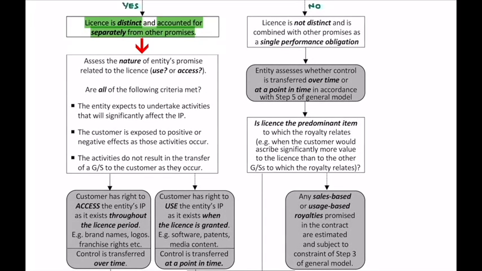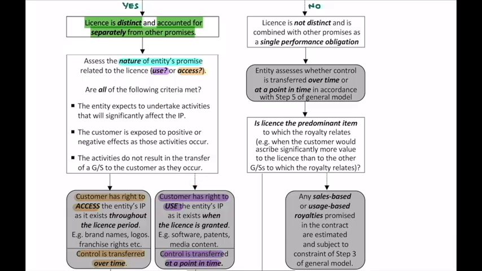If so, in the second step we have to consider the nature of the licensing arrangement. Does the arrangement allow the customer to use the intellectual property or access the intellectual property? If the arrangement is for the customer to have a right to access the company's intellectual property, control is transferred over time, and revenue should be recognized over time. If the customer has a right to use the entity's intellectual property, control is transferred at a point in time.